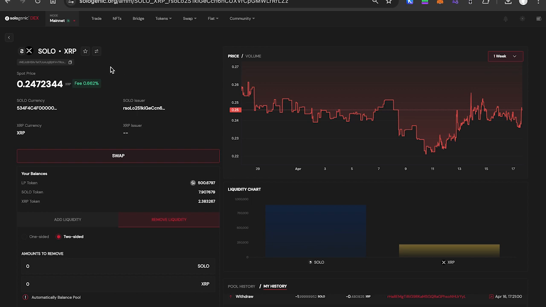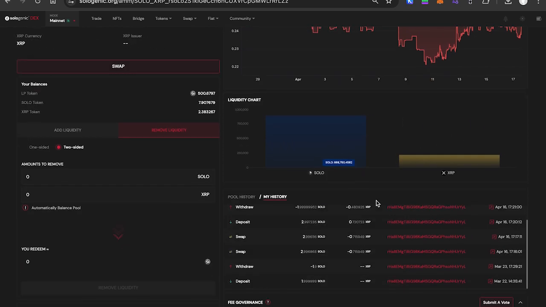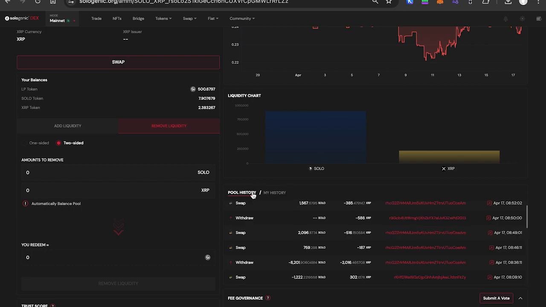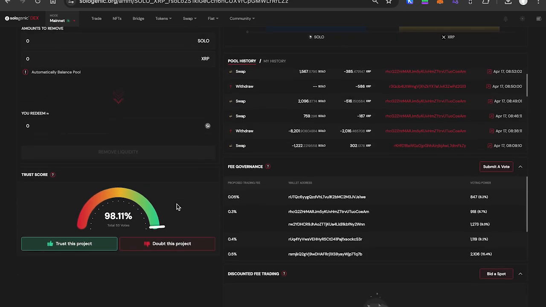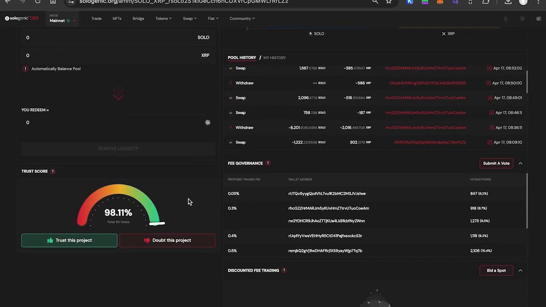On this pool's page, I can see the spot price, the Solo issuer address, the price and volume chart, the liquidity chart, a history of liquidity pool transactions, and the trust score for this pool. The trust score is a decentralized voting mechanism where users sign an XRP Ledger transaction to vote one time in favor or against a particular pool.